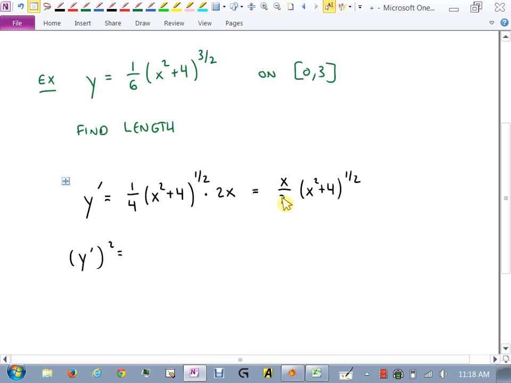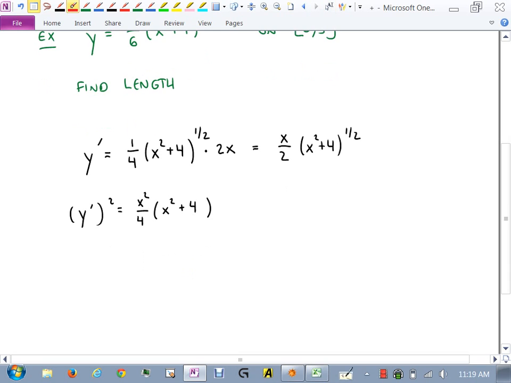Now square it. So when you square x over 2, you get x squared over 4. And when you square this thing, which is basically a square root, you just get x squared plus 4. Okay. That's what's supposed to go inside that integral, right? Underneath the square root, next to a 1. So I'm ready for the length formula now.